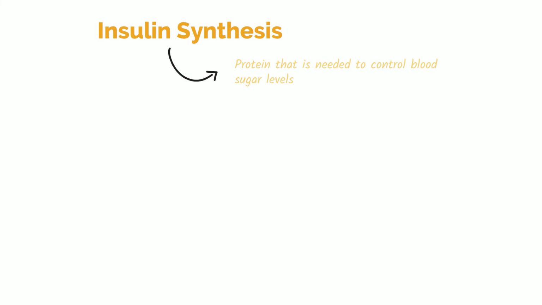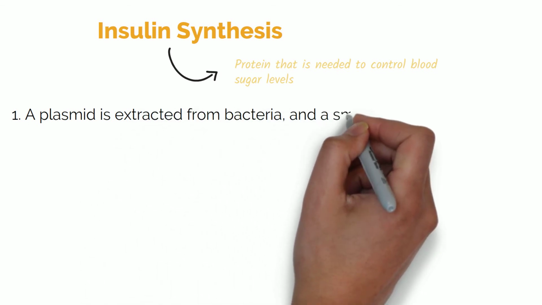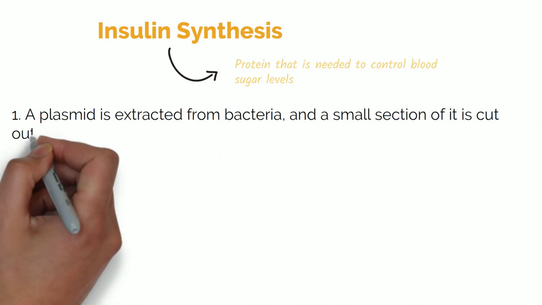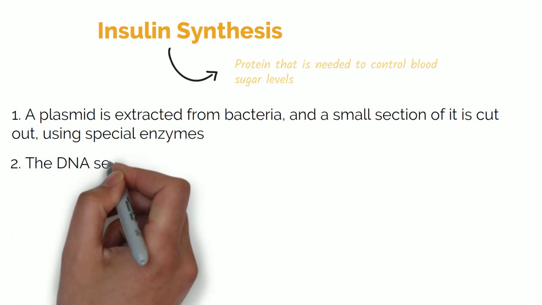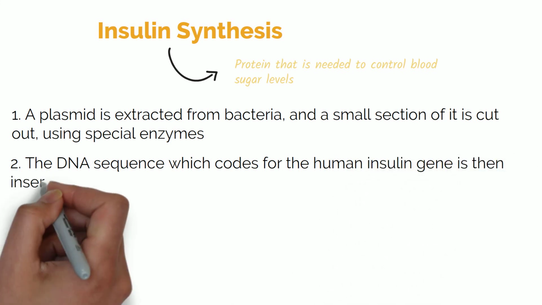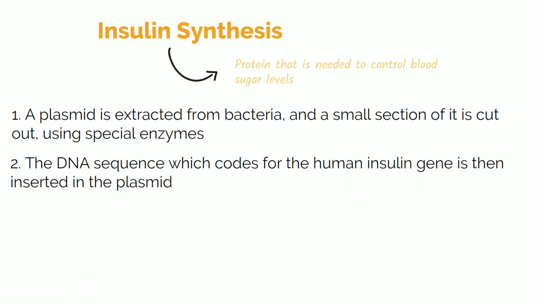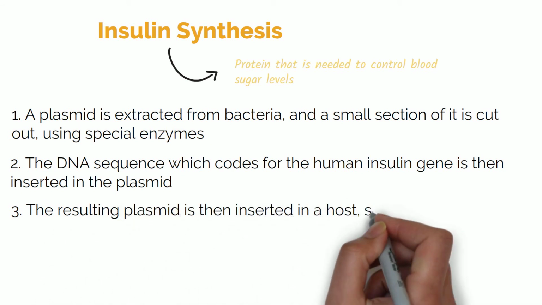First, a plasmid is extracted from bacteria and a small section of it is cut out using special enzymes. Second, the DNA sequence which codes for the human insulin gene is then inserted in the plasmid. Third, the resulting plasmid is then inserted in a host, such as a new bacteria.